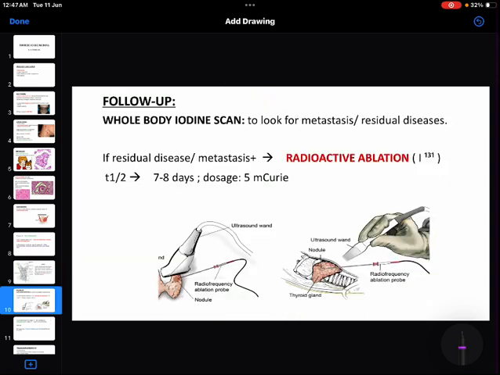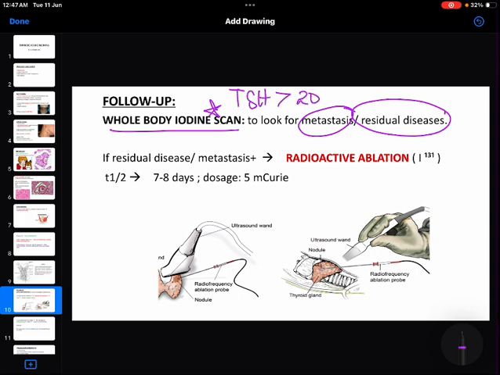Next, after performing the surgery, we have to follow up the patient for any metastasis or any residual disease. For this, we have to do a whole body iodine scan. Before performing this whole body iodine scan, we have one prerequisite: the TSH level must be more than 20.